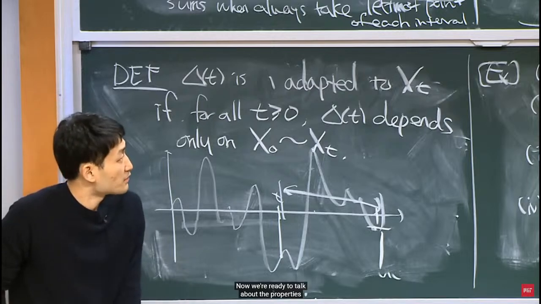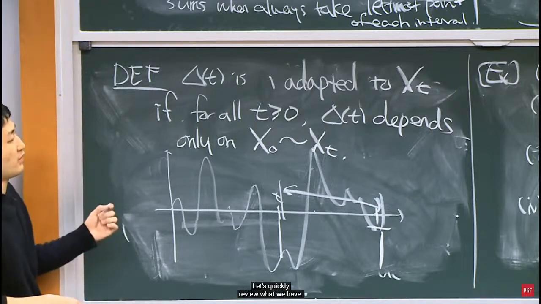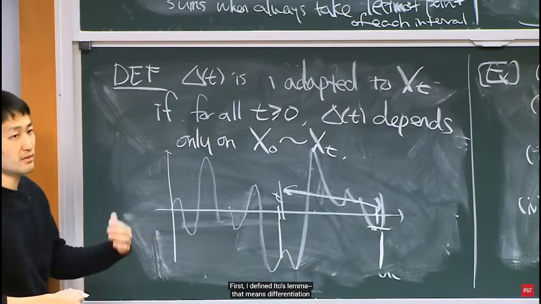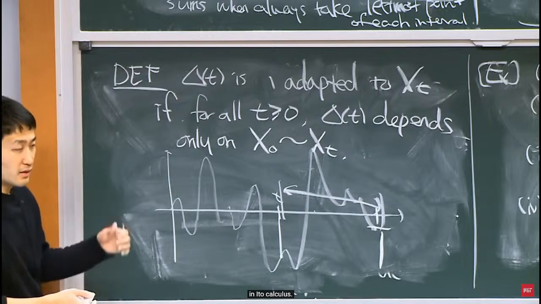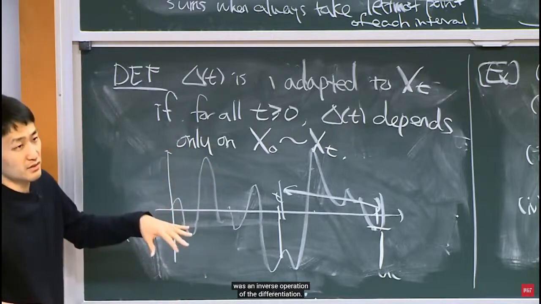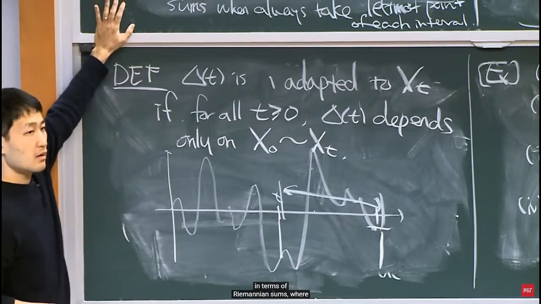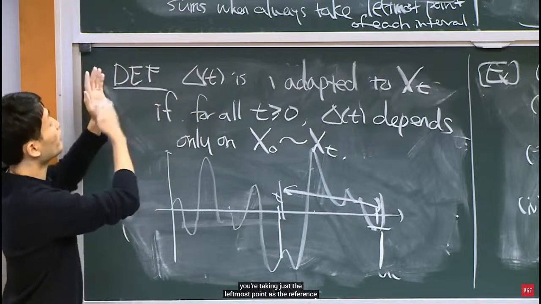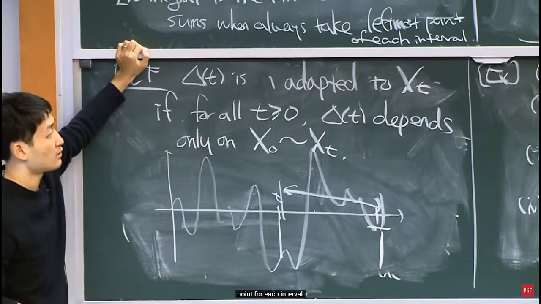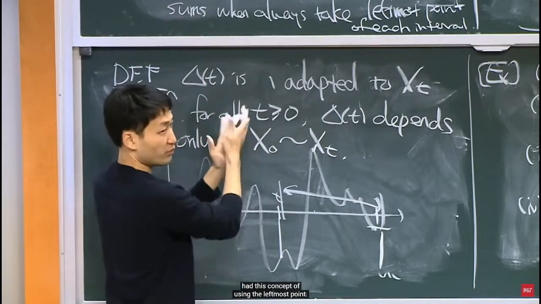Okay, so now we're ready to talk about the properties of Ito's integral. Let's quickly review what we have. First, I defined Ito's lemma, which means differentiation in Ito calculus. Then I defined integration using differentiation; integration was the inverse operation of differentiation. But this integration also had an alternative description in terms of Riemann sums, where you take the leftmost point as the reference point for each interval. And as you see, this naturally has the concept of using the leftmost point.